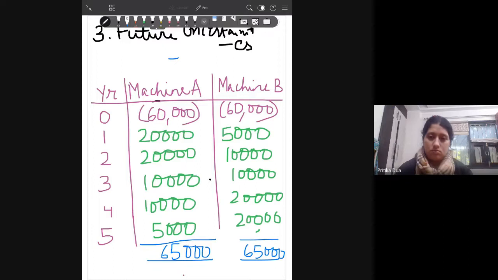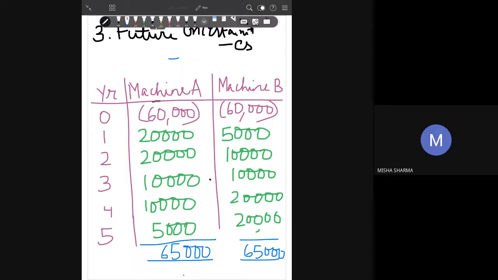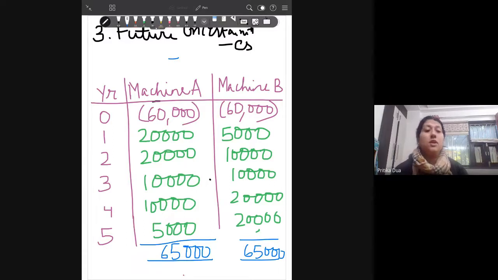Nisha Sharma, yes, why are you preferring machine A over B, Nisha? Ma'am, because in the beginning months, more of the money is being used. So as we move further in time, there is more chance of inflation. Okay, very good, excellent. So yes, rightly said there. And Sabhya, you also tell me why do you feel machine B is better than machine A?